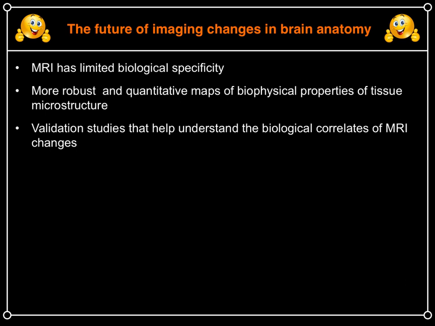The other important thing where future imaging efforts can change our understanding of brain anatomy is validation studies. Now, there is a real lack of relating these MRI correlates to actual biological properties. And so doing this in animal models, relating any of these MRI-related changes to the immunohistochemistry or histological measures is going to be crucial for our ability to relate any MRI change to some tissue property.